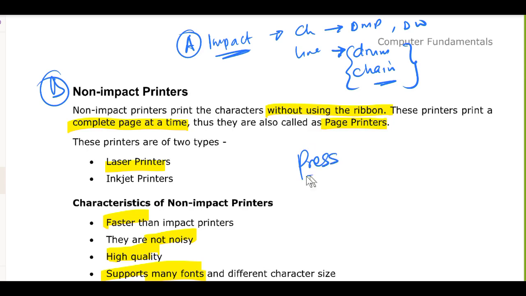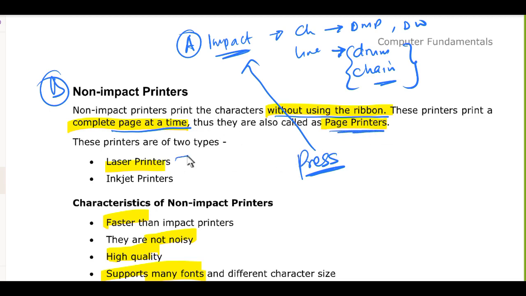The difference between the impact and non-impact is that the impact presses the paper with the image or with the character that they want to print, but the non-impact, we are saying that they do not press. They use a different technology, and therefore the idea is that they do not use ribbons. So these printers print a complete page at a time. So they are a more advanced version than the impact, because they are able to print a whole page at a time. They are also called page printers.